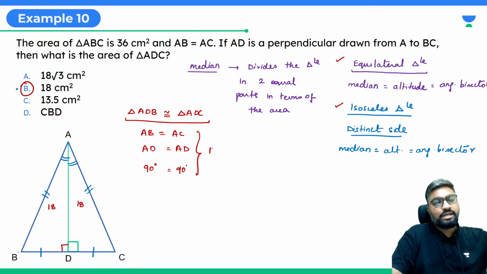So by RHS congruency, you can say that they are congruent triangles.